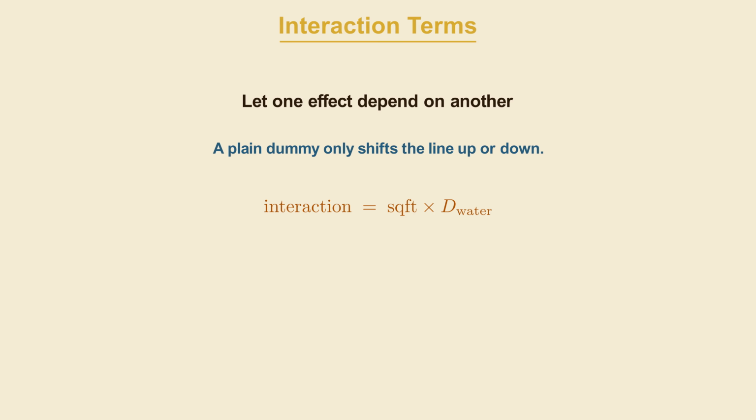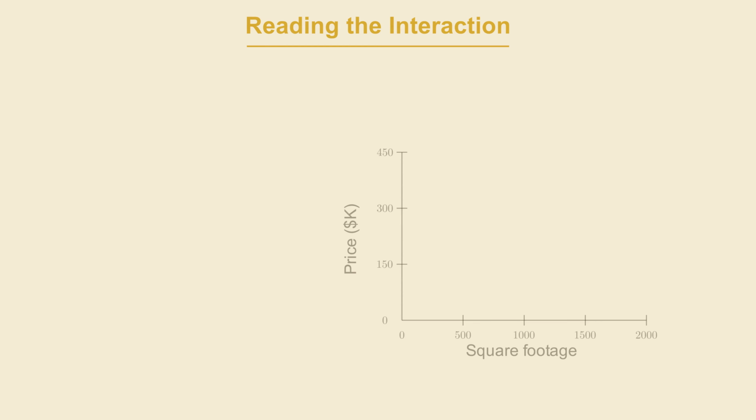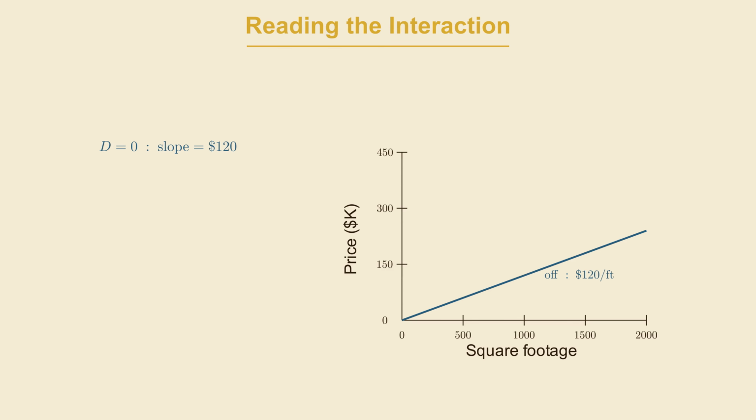But it's possible that square footage on the water might be more valuable. Let's say that for off-the-water homes, square footage is worth $120 a foot. To let that slope change for waterfront homes, we multiply square footage by the waterfront dummy and add that product to the model as its own variable with its own coefficient. Here's how we read it. For a house that's off the water, the dummy is 0. So the interaction term is 0 and the slope on the square footage is just the original $120.